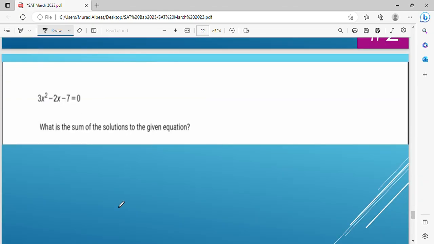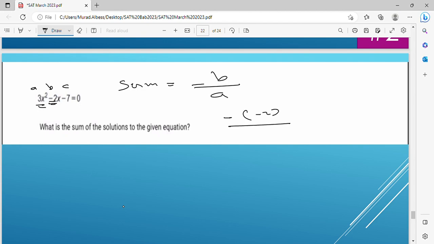3x squared minus 2x minus 7 equals 0. What is the sum of the solutions to the given equation? There is a rule for the sum. The sum is negative b over a. That is a, and that is b, and that is c. So that's the negative in the rule. B here is negative 2. That's negative of negative 2 over a. A is 3. So that is 2 over 3.